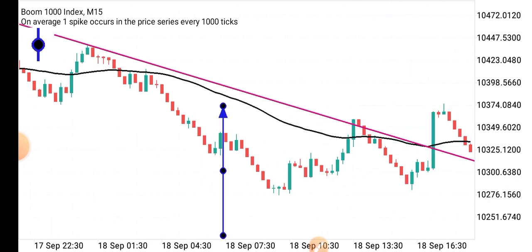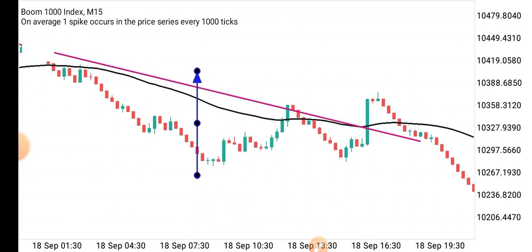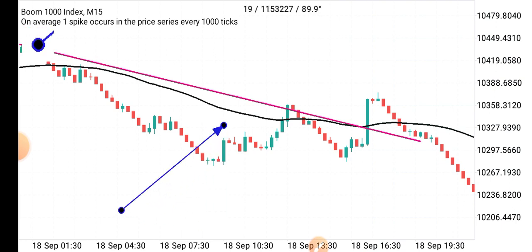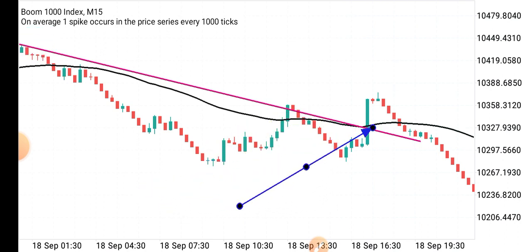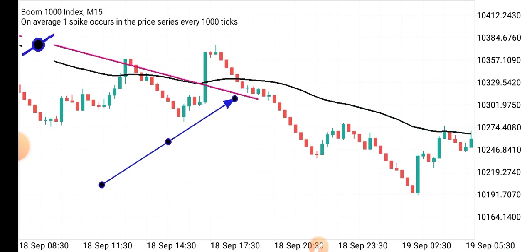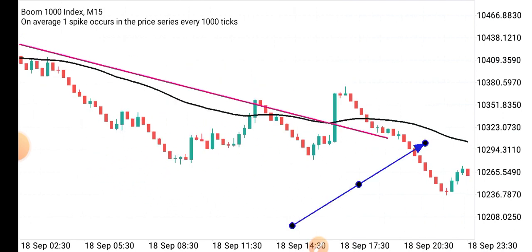You can see the third touch here, but it did not give us the bearish engulfing candlestick pattern at this point. So we would skip it. We won't take this trade, guys. Based on the strategy, we're not going to take that trade. We'll just leave it.